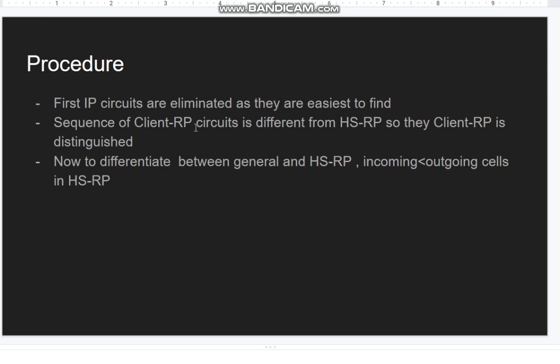As mentioned earlier, the client RP construction sequence of cells were very different from the HSRP, so they were distinguished from one another. And after that, the only 2 circuits left were the HSRP and the general circuits. And we know that the incoming cells were less than the outgoing cells in HSRP, so these 2 cells were also differentiated. This procedure was performed and it attained 98% accuracy rate.